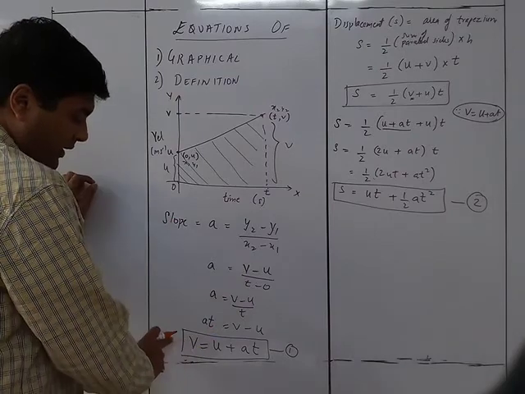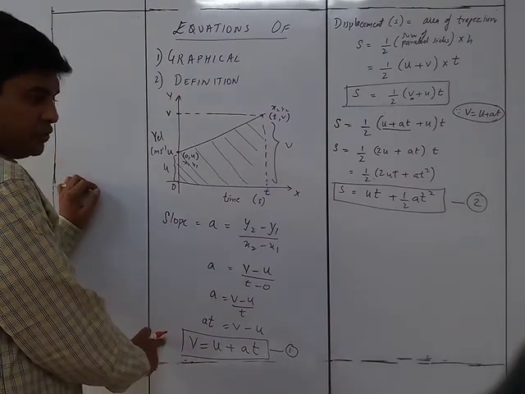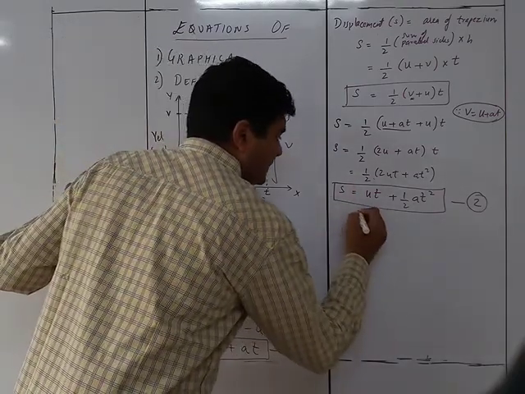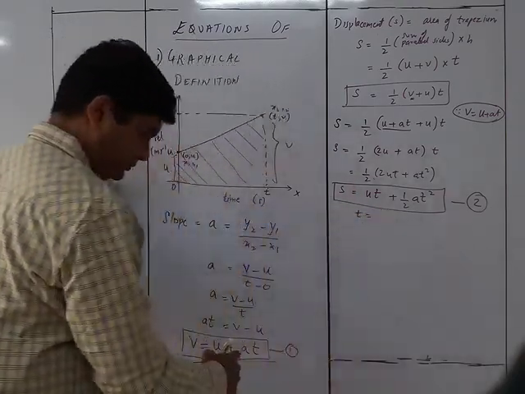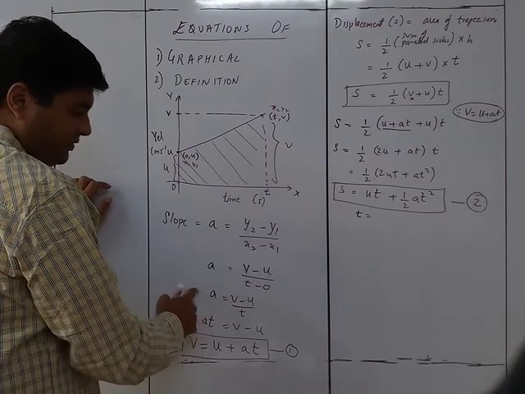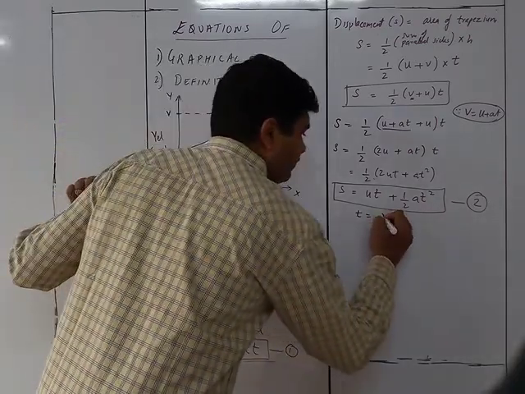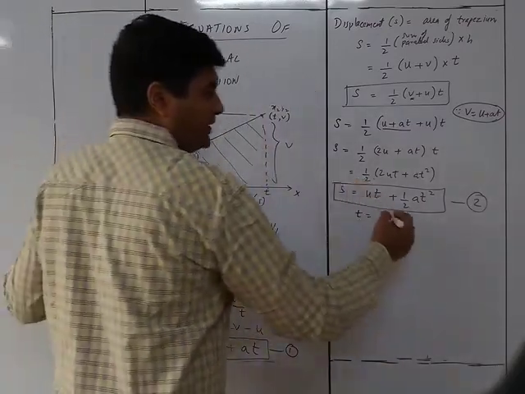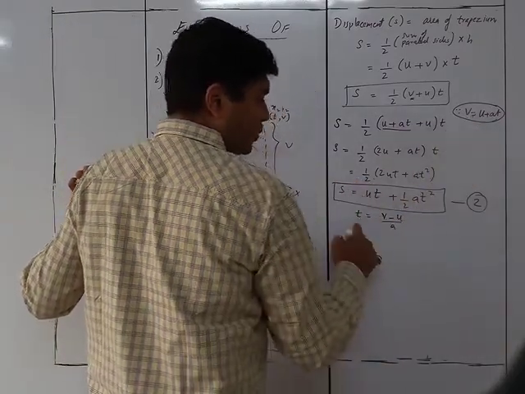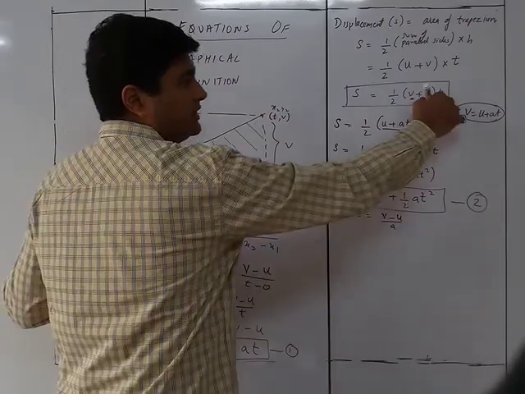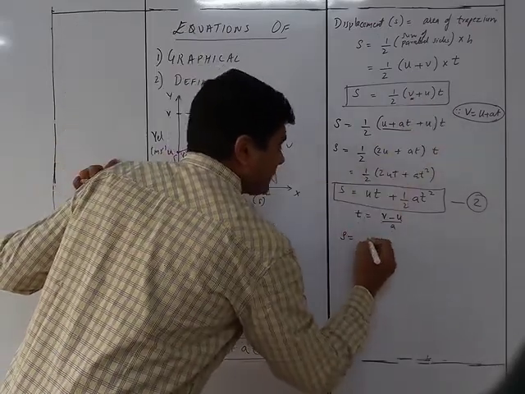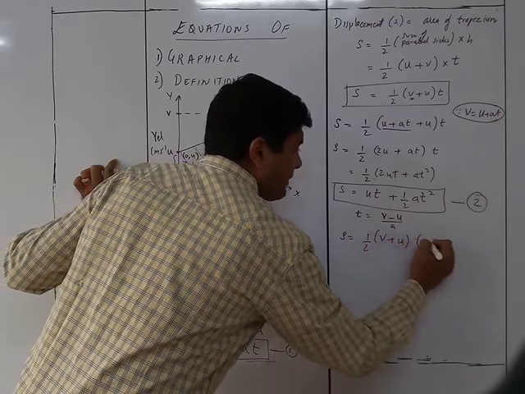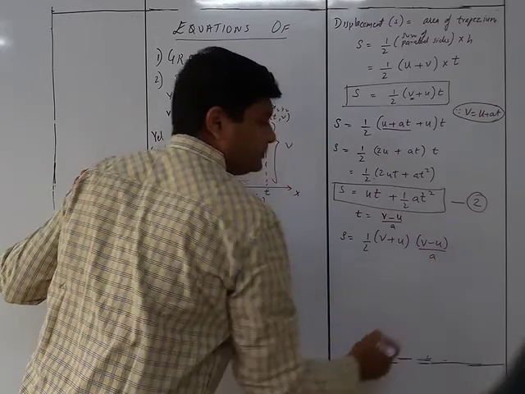Now let's find out the value of t from this point. From this equation, t will be equal to v minus u upon a. So it will be (v minus u) upon a. This is from the equation, this part. Now let's put the value of t in this. So S is equal to half into (v plus u) into (v minus u) upon a.